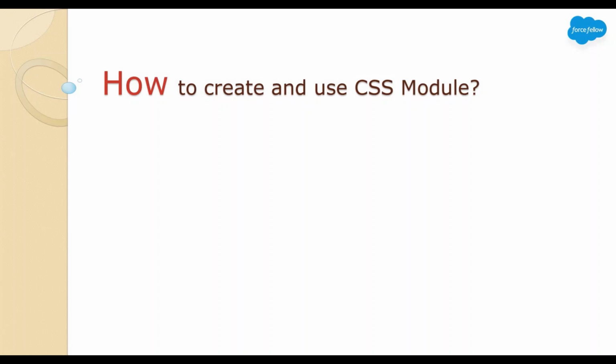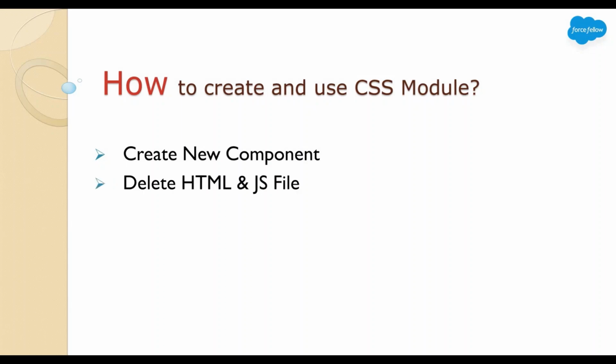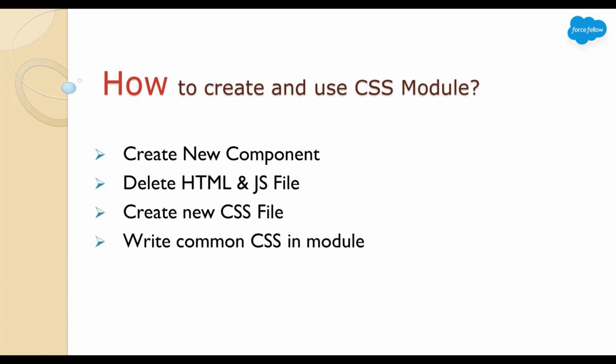Okay. Now let's discuss how we can create and use a CSS module. There are a few steps that we need to follow. The first step is to create a new component. Then delete the HTML and JavaScript file. After that, we need to create a new CSS file and write our common CSS in this module. And at last, we can import this module in other components. Now let's open VS Code and start creating a new CSS module.